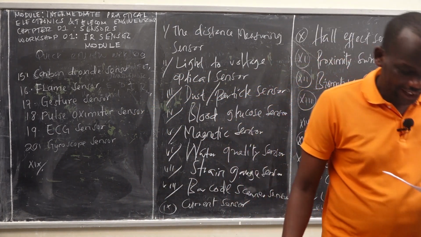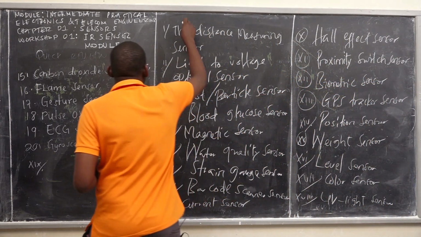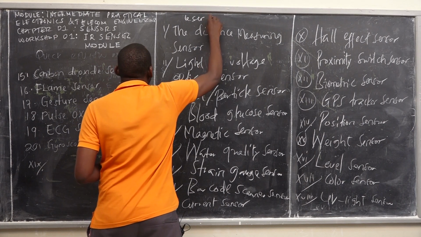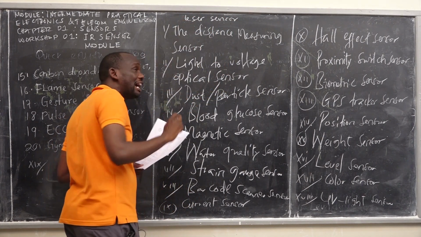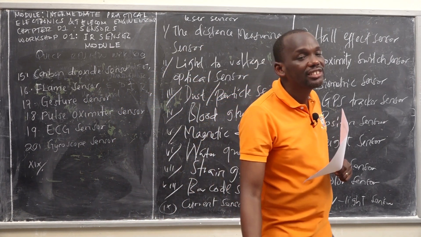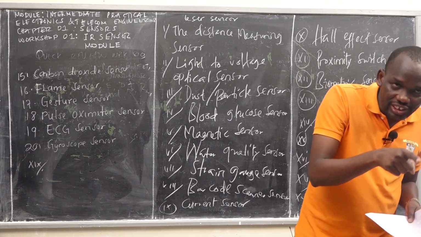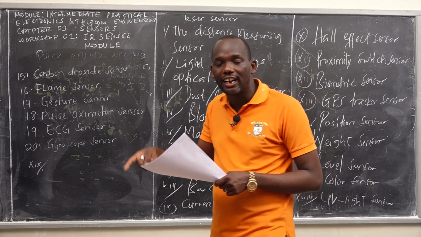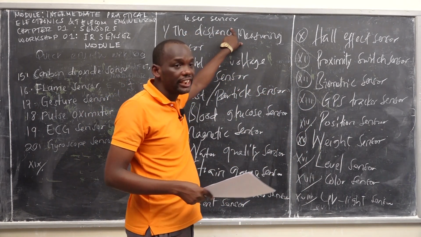Then the other sensor is the laser sensor. This is a sensor which has two parts. The first one is the laser emitter, and the laser receiver, or laser detector.